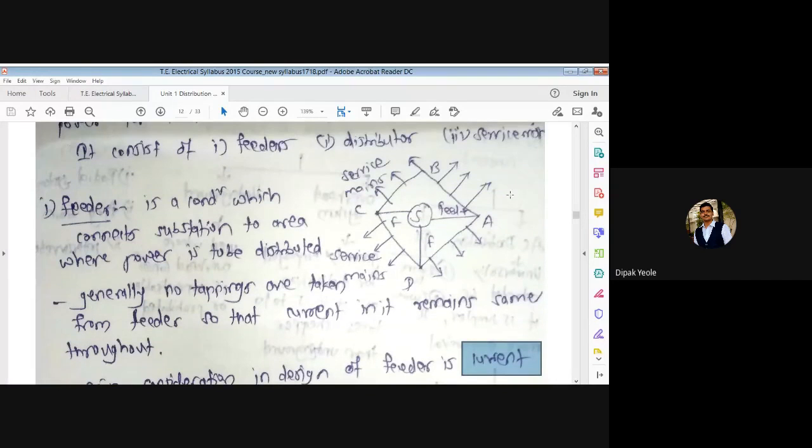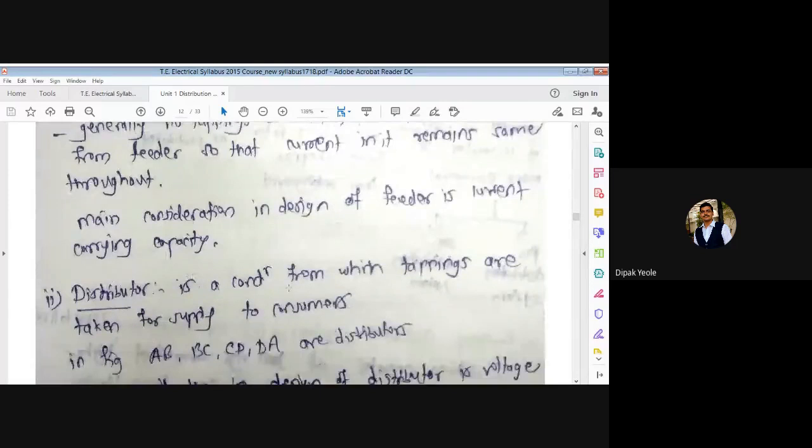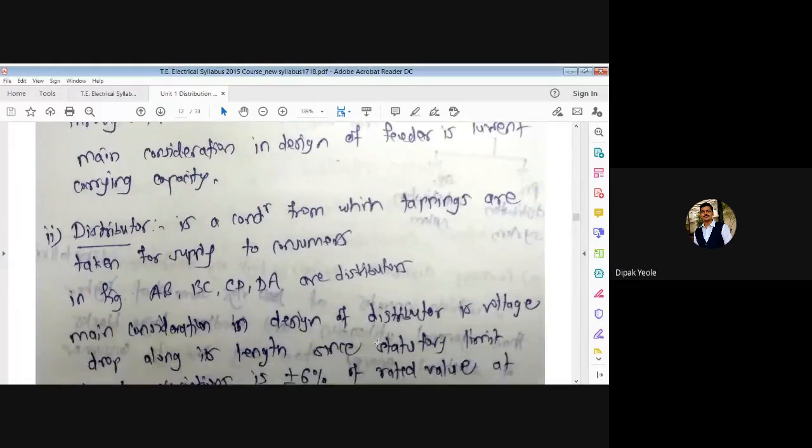Now, whenever we connect the areas together, it forms a distributor. Let's say A to B, B to C, C to D, D to A. It forms a distributor. What is a distributor? A distributor is also a conductor from which tappings are taken for supply to consumers. So AB, BC, CD, DA are the distributors. The main consideration is voltage drop capacity. That you have to remember. For the distributor, voltage drop capacity is used, and for the feeder, constant current capacity is used.